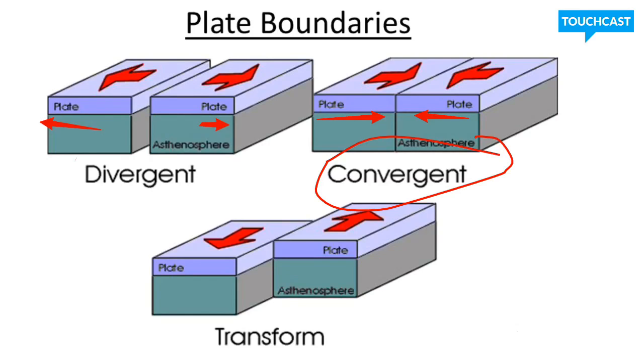Now the last one is going to be transform, and it's when they basically move sideways to each other. So like you have them, they're moving in opposite directions and they're basically sliding against each other. So this is good. The last one is transform, and it's when we have our plates sliding against each other. Alright, the last thing we're going to look at is going to be seafloor spreading and a subduction zone.